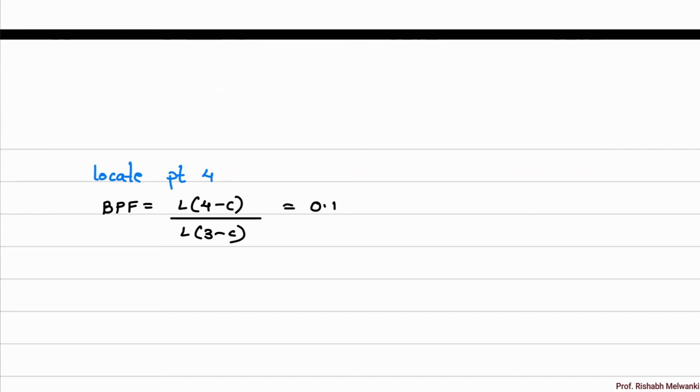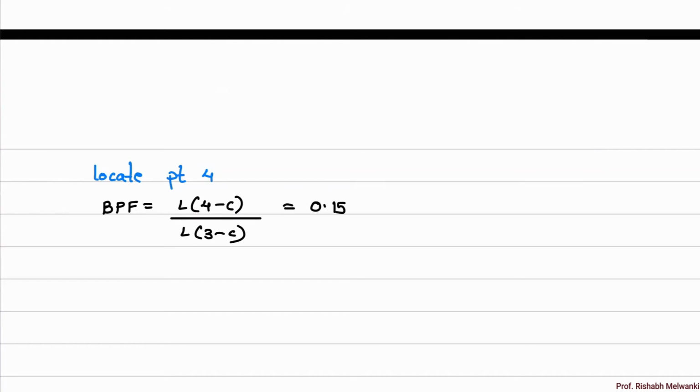Locate point 4. How to do this? We have been given the bypass factor. Already we have seen the equation. It is equal to length 4C upon length 3C. This value is equal to 0.15.